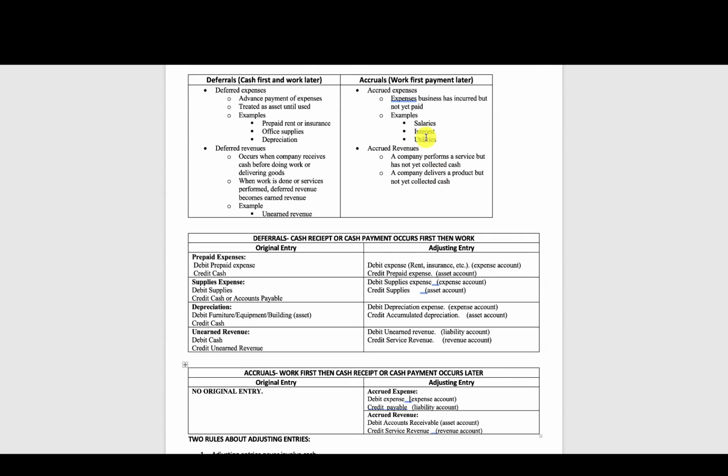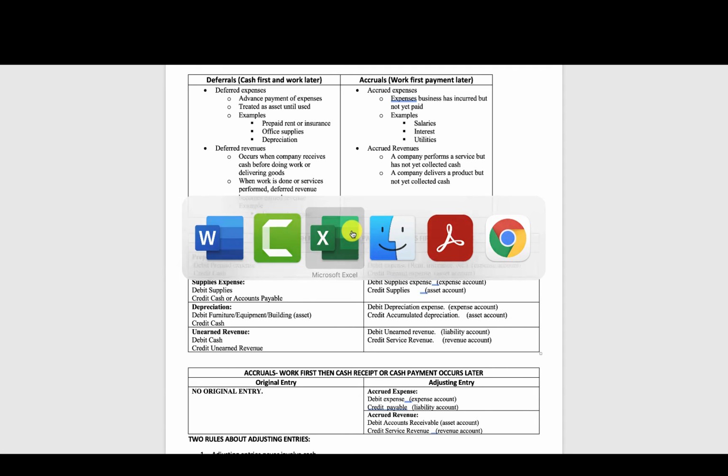In this video, we'll continue with types of deferral entries and talk about another deferred entry in the prepaid section, which is prepaid rent. We did prepaid insurance and now we'll do prepaid rent. And it's going to be very similar. You'll see here we debit the expense, rent, insurance, etc., and we credit the prepaid, which is the asset account. All right, so let's look at the scenario.